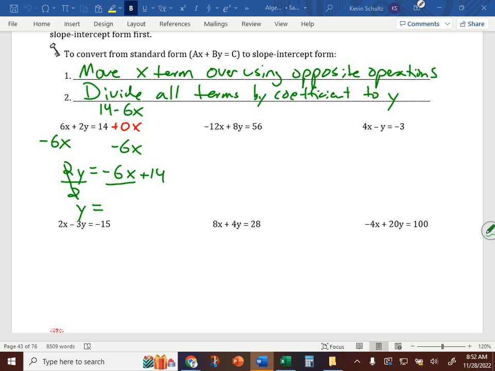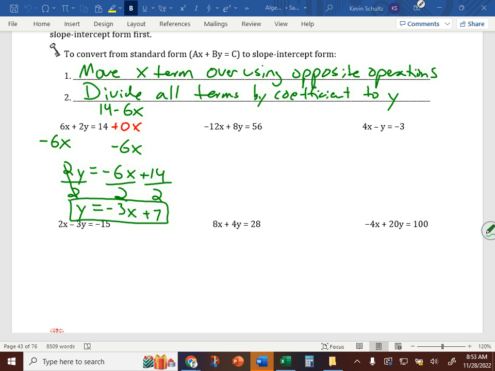Negative 6x divided by 2 is negative 3x. And then 14 divided by 2, positive 7. Our equation in slope-intercept form is y equals negative 3x plus 7. That's it. Okay? Next one.